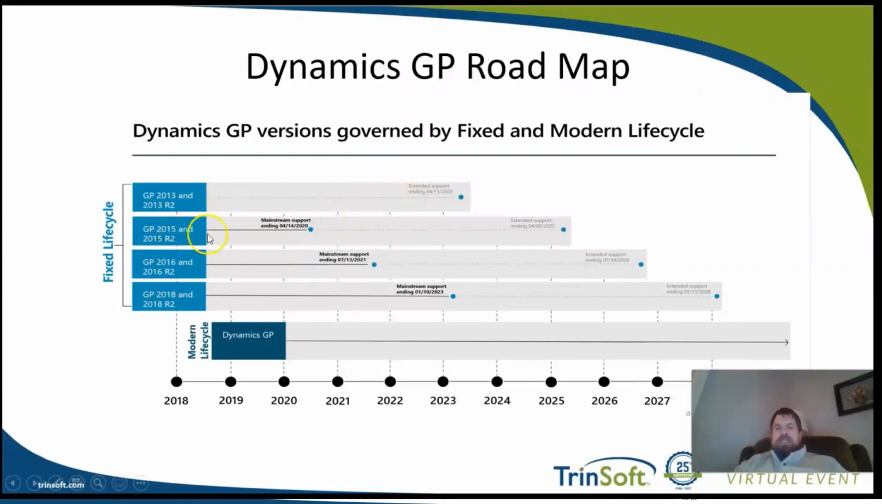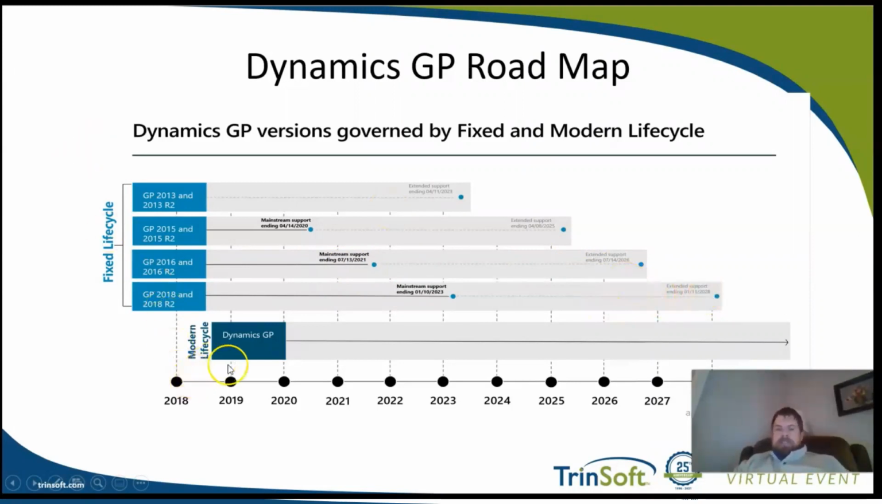So then if we look at 15, same thing, that support ended in 2020, extended support out till 2025. GP 16, that support ended this year in July, extended support out through 2026. Current version of GP right now is GP 2018. Mainstream support will continue till 2023. This means for anybody on GP 2018, if there are tax updates, 1099 updates, there will be releases for this. And then that extended support will go out through 2028.